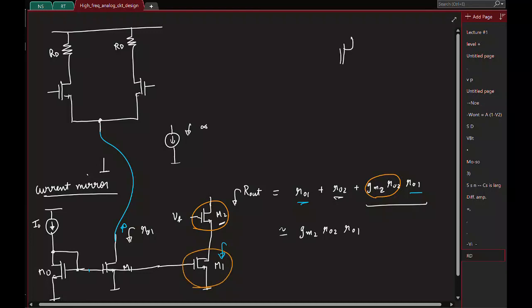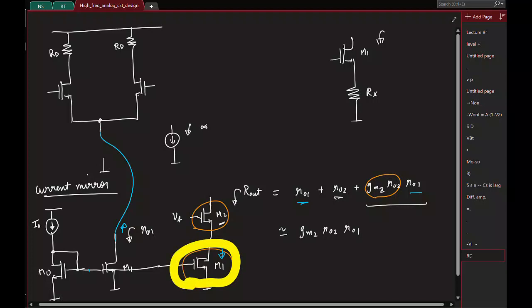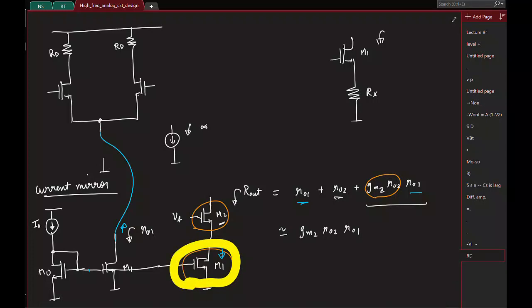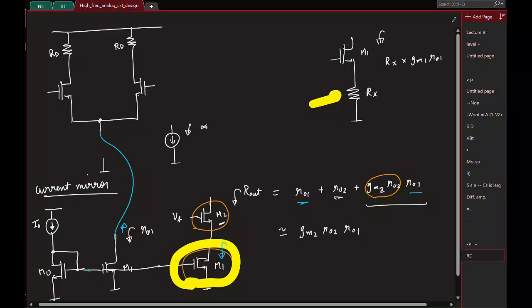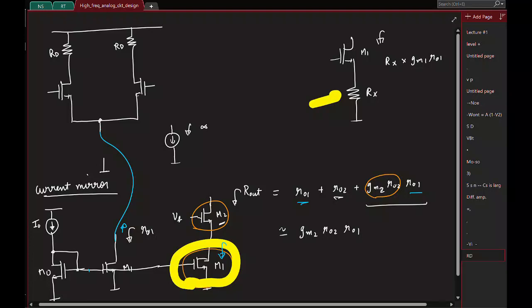So not just this, if you have a case like this, let's say this is some Rx and this is some M1, what will be the output resistance now? It's the same thing, right? Instead of having this M1, which is basically a resistance of r01 in small signal, I have a proper resistor Rx. So there is no change. This is still approximately Rx times the intrinsic gain of this guy. Okay, that's fine. And I'm sure you guys know the name of this configuration. So this is the cascode.